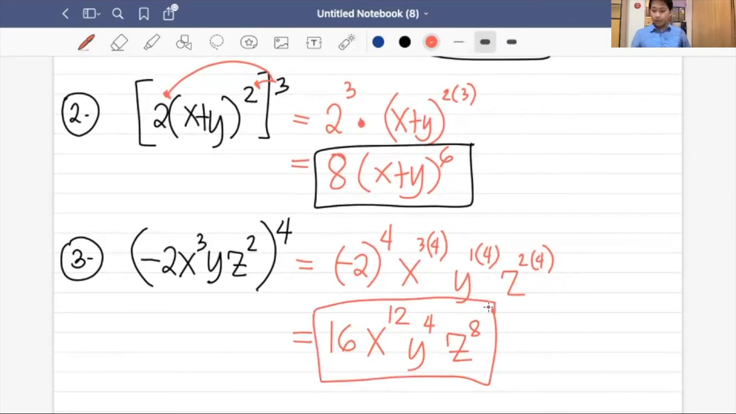And that ends our discussion on the first part of the laws of exponent. Particularly, we tackled the product rule, the power of the power rule, and the power of the product rule. So see you in the next video for part 2.